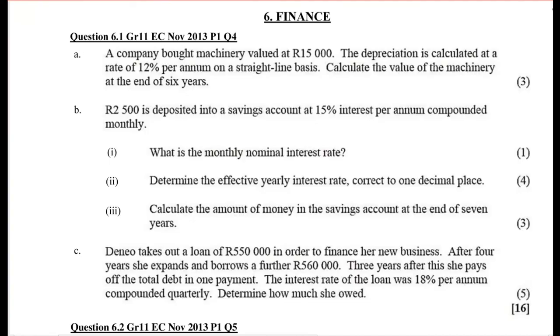All right, here we go. Number 1. 6.1a. A company bought machinery valued at 15,000. The depreciation is calculated at a rate of 12% per annum on a straight line basis. Calculate the value of the machinery at the end of 6 years. Great. Type the formula you're going to use in the chat column. What's the formula?